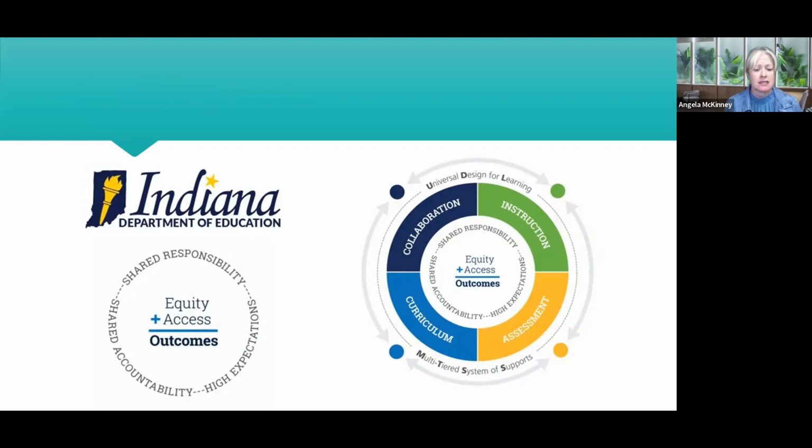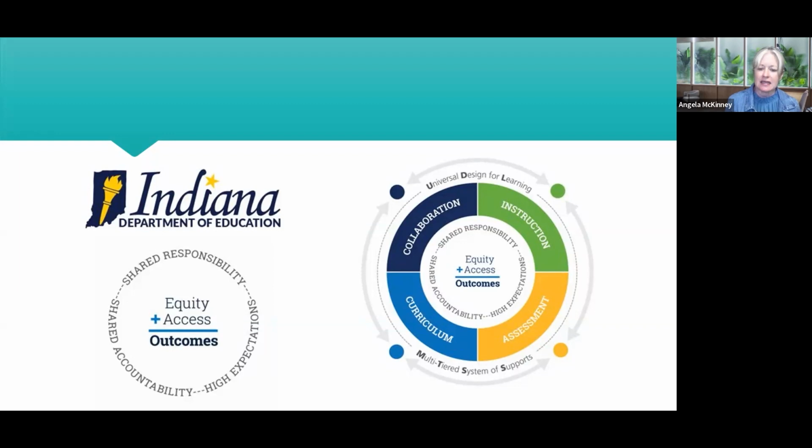It is part of Indiana's Every Student Succeeds Act plan, as you'll kind of see in this graphic that was used when Indiana developed their ESSA plan. On the right-hand side of the graphic, it shows that even though we know that good teaching is about collaboration, good instruction, good assessment, using good curriculum, on the outer edges, you'll see it's encircled by using a multi-tiered system of support and the concept of universal design for learning. And there's a lot of overlap in the thinking behind those things as well.